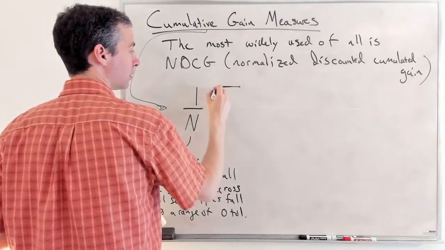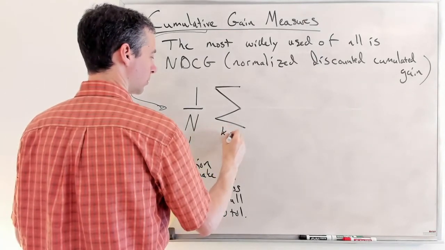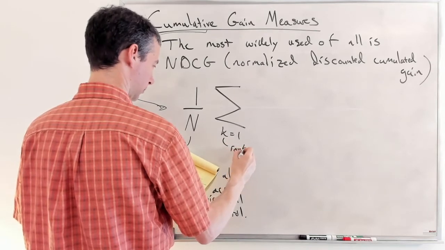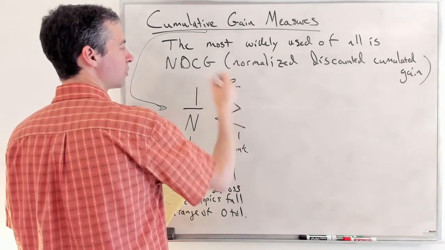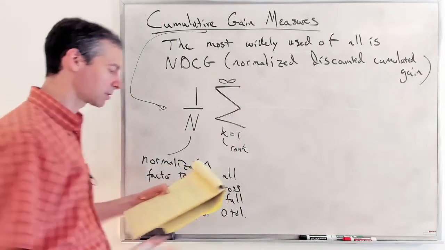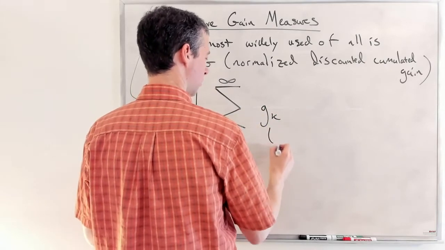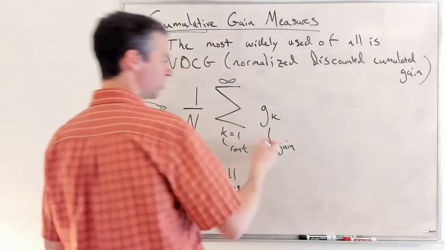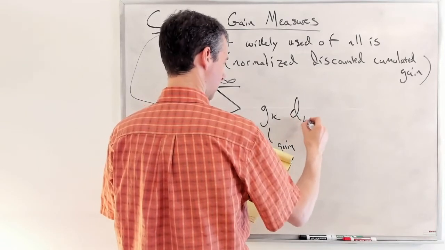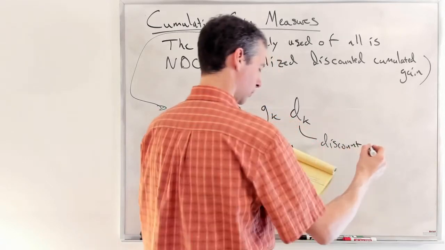Then it is again a summation where we go from rank 1, so this is our rank k, to, just for symbolic purposes, infinity, which basically means to the end of the rank list. And we've got a G sub k. This is what we say our gain is. We're going to be accumulating it as we go down the rank list by summing it up. And we have a D sub k, and this is our discount at rank k. This is the general form.